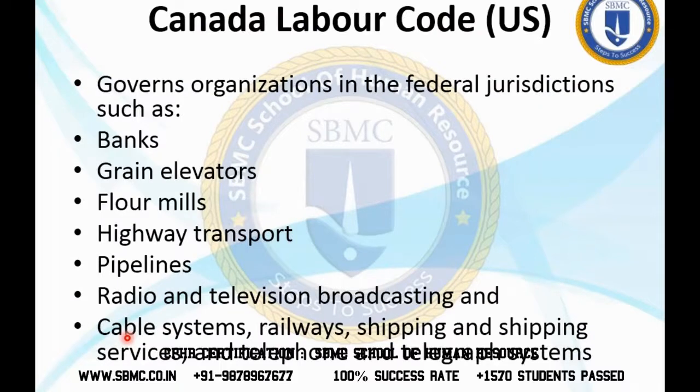So let's come to the Canada Labour Code. The Canada Labour Code governs organizations under federal jurisdiction, such as banks, grain elevators, flour mills, highway transport, pipelines, radio, television, and the cable system. You have to understand which industries come under federal and which under provincial. These are important: radio, television, pipeline, flour mills, banks, grain elevators. These are covered under the federal part.